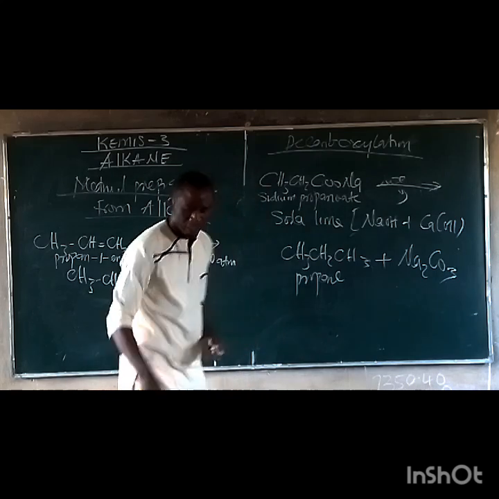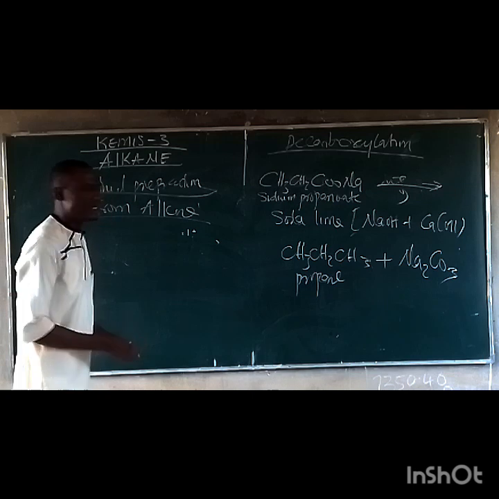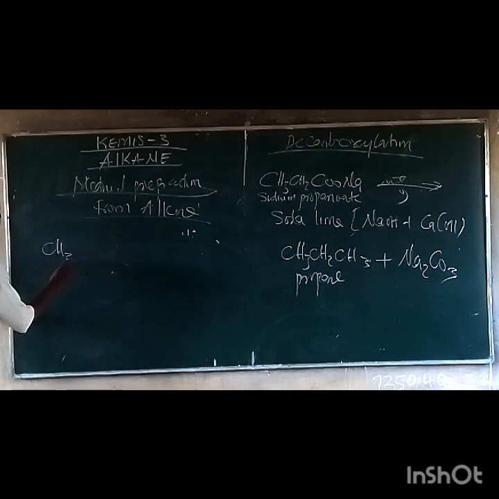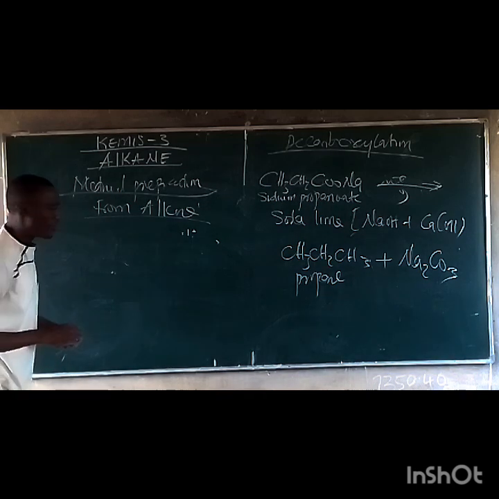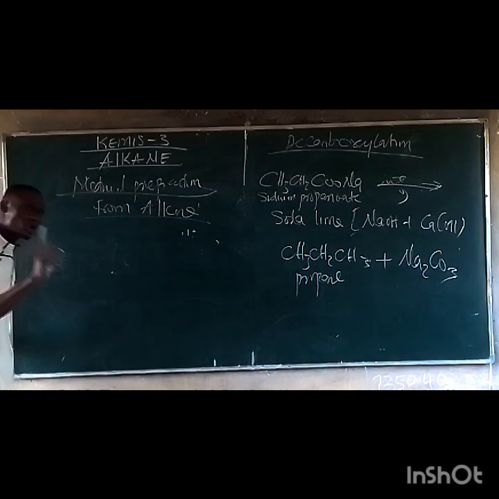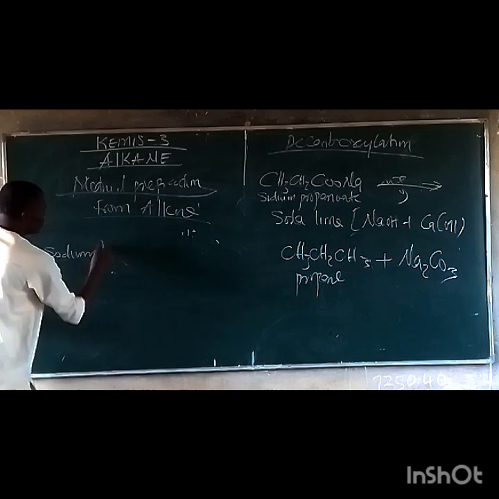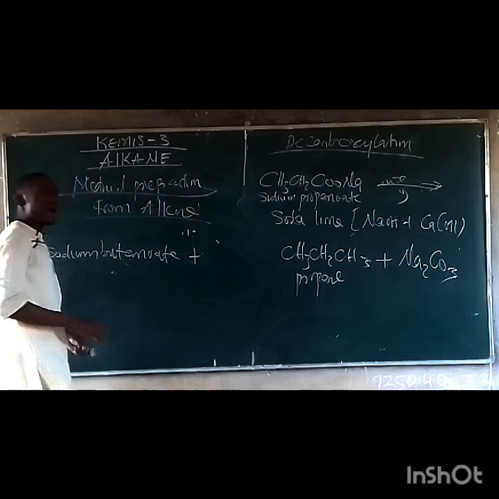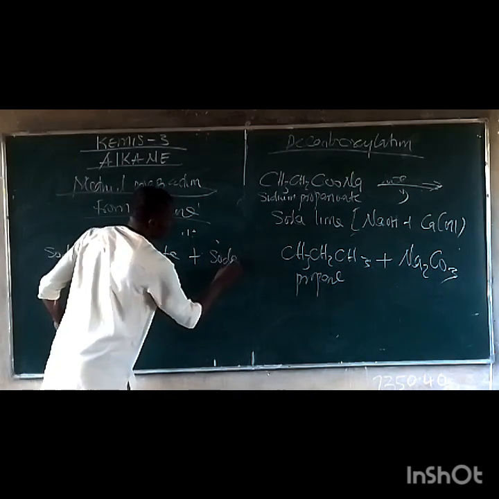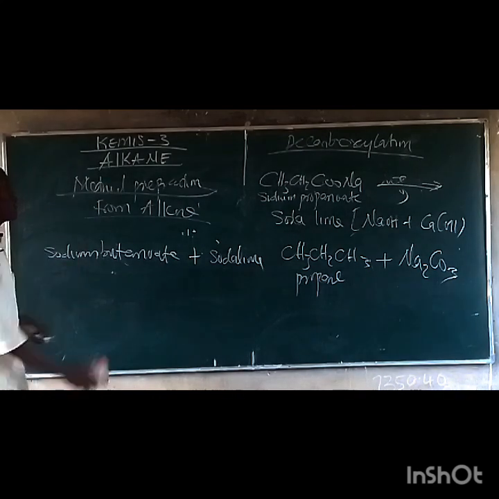Now, I want to give you an assignment. Just one assignment, then you can do that and give us the answer in the comment section. Can you give us the products that will be formed when sodium butanoate is combined with soda lime? Alright, give me the product that will form when sodium butanoate is combined with soda lime.